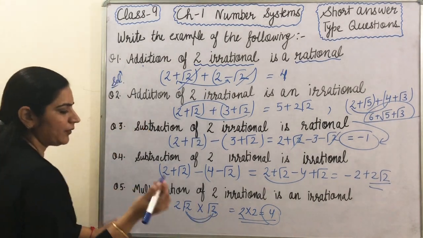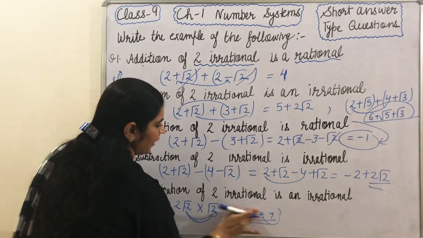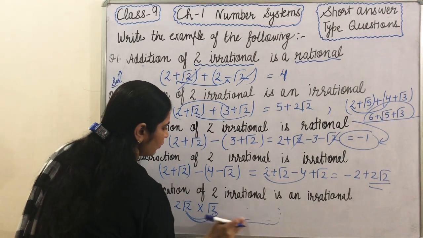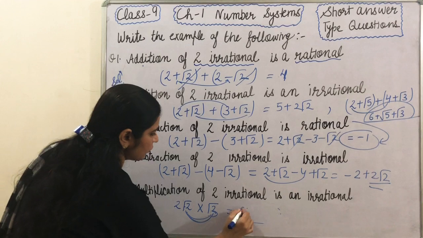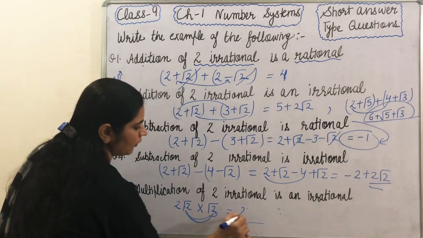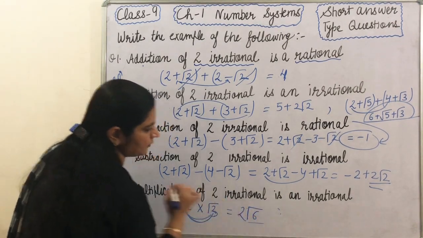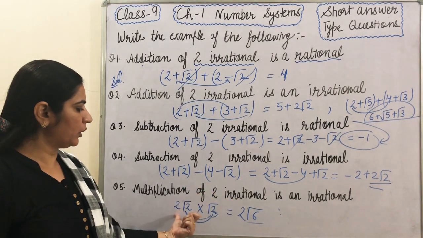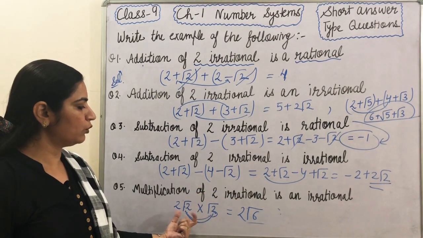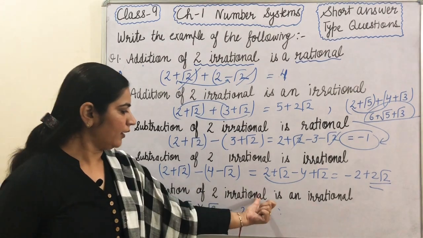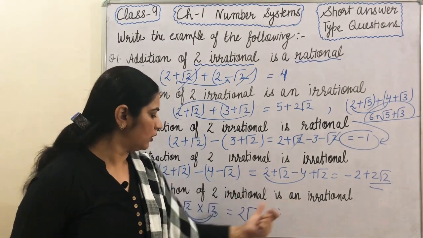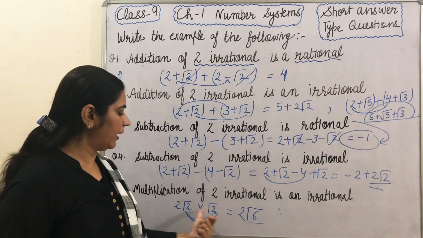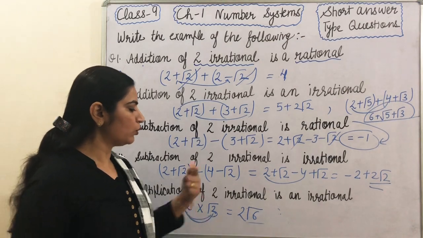Now like terms we just have to multiply. How can we do the multiplication? This 2 root 2 and root 3 will give us root 6. Multiplication of two irrationals: I have taken 2 root 2 and root 3, and the answer is an irrational. After multiplying these two, the answer is 2 root 6.